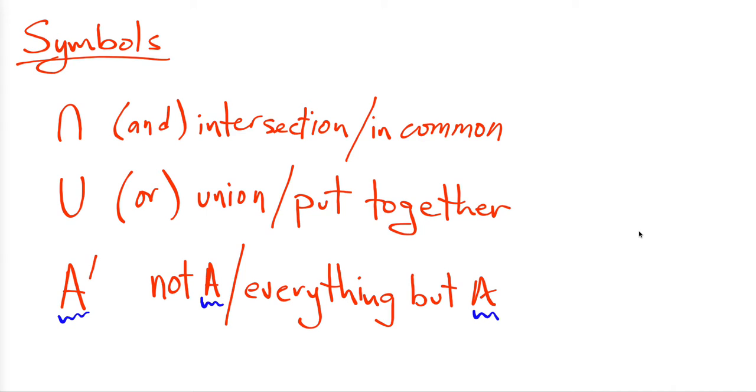And then the other symbol you may or may not know is if you see a little apostrophe after a letter, it represents the opposite of what that stands for. So if you're looking at a Venn diagram, a lot of times they'll be labeled A and B or something like that. A would represent the A circle. A prime represents everything outside of the A circle. So that's how it's represented.